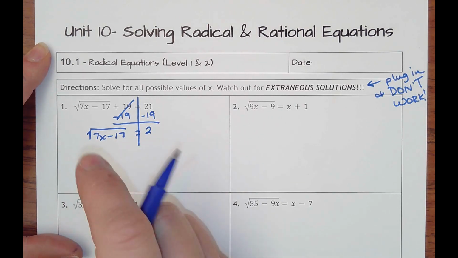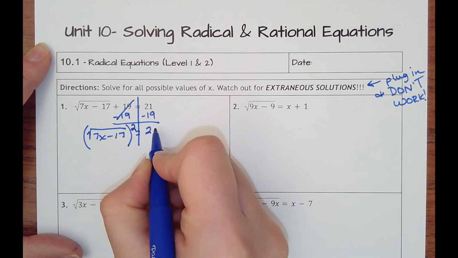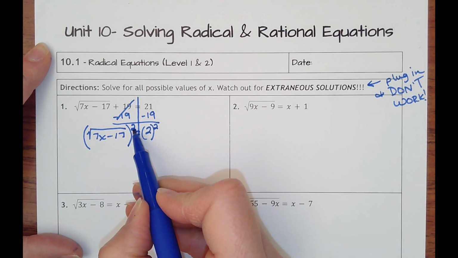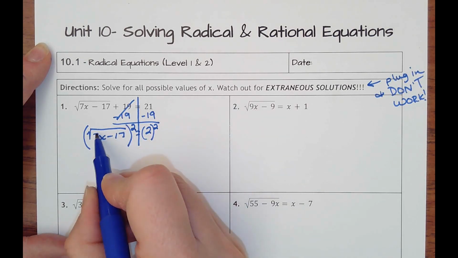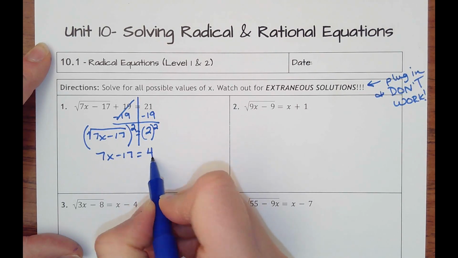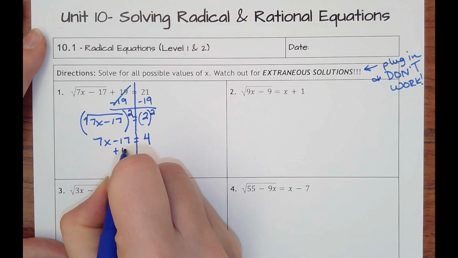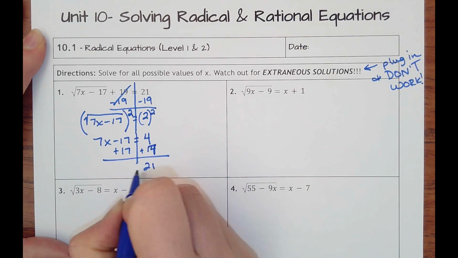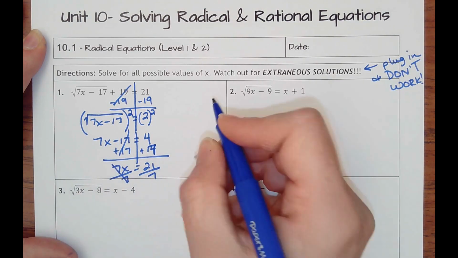So to get rid of a square root, I want to do the inverse of that, which is squaring. And what I do to one side, I must also do to the other. So a square and a square root are going to cancel each other out and bring out the 7x minus 17. And then 2 squared is 4. Now it becomes just a normal equation. So I would add 17 to 4, 17 to 4, which is 21. Bring down your 7x, divide by 7, so x must be 3.